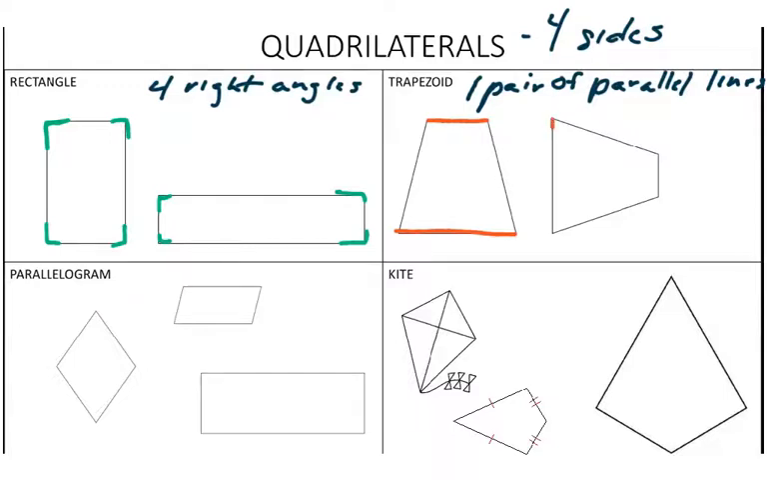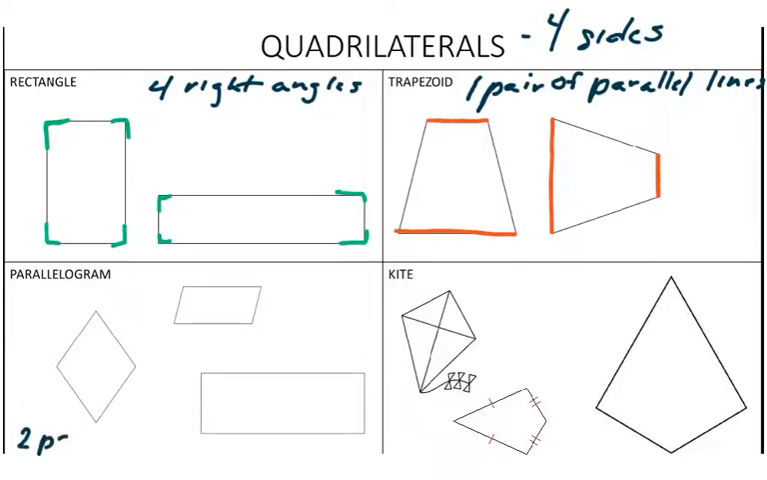In this one, these two lines are parallel. They will never touch no matter how long they get. The other two lines are not parallel. Okay, now let's talk about parallelogram. A parallelogram has two pair of parallel lines.